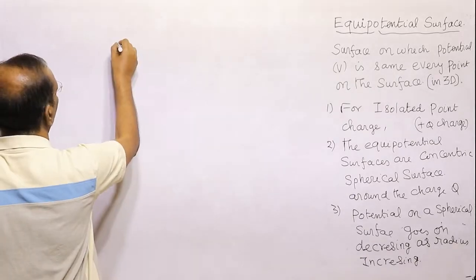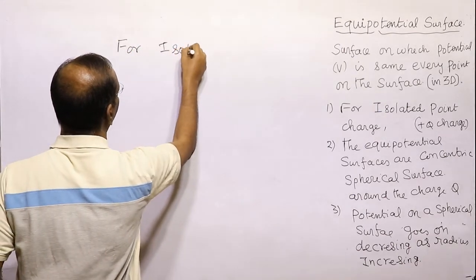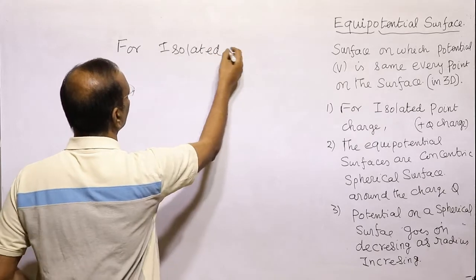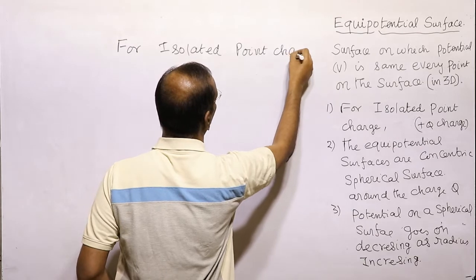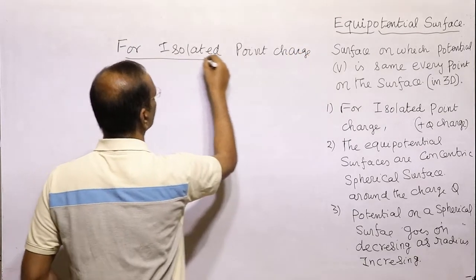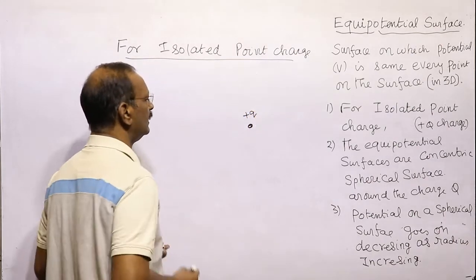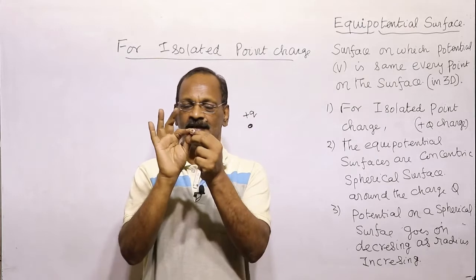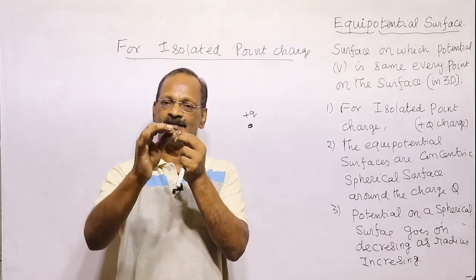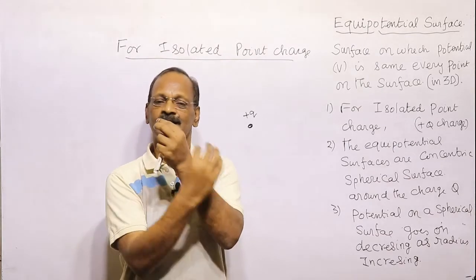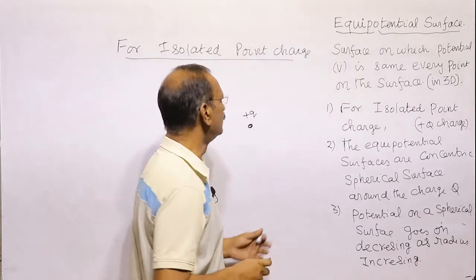Suppose we take an isolated point charge, and let us assume it is plus q. If you take an isolated point charge at a distance r, that is, if you go in all three dimensions at a distance r, what is the potential?